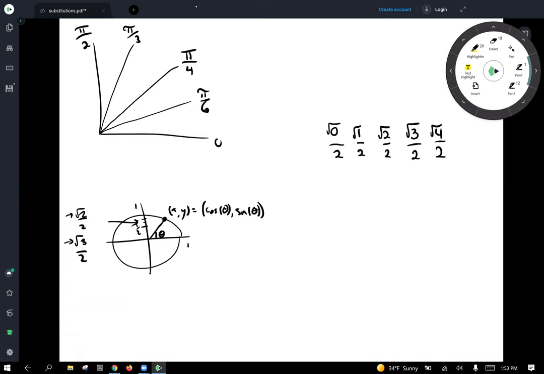0 square root is just 0. 0 divided by anything is just 0. 1 square root is just 1. 1 over 2 is 1/2. Root 2 is just root 2 over 2. Root 3 is just root 3 over 2. Root 4 is just 2. Yeah, so 2 over 2 is... exactly.